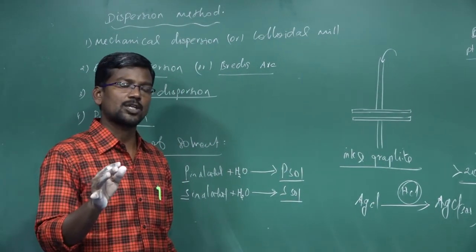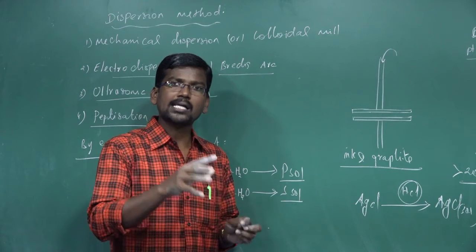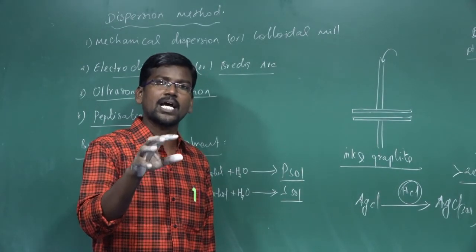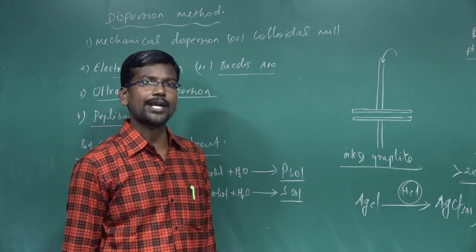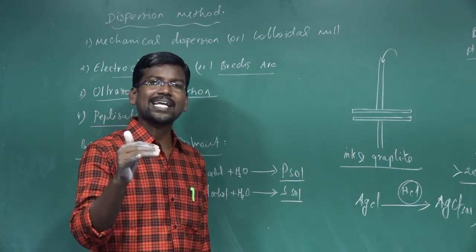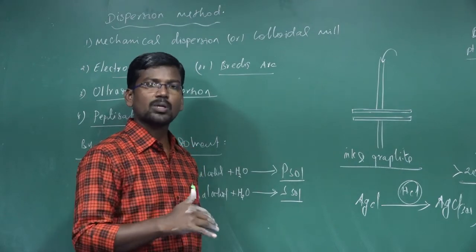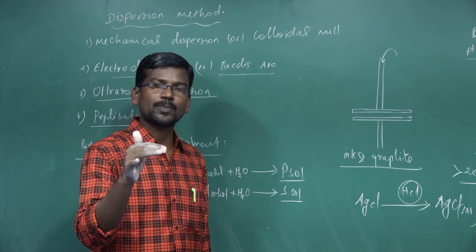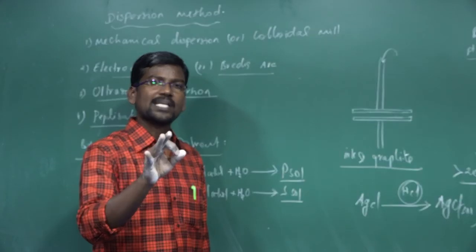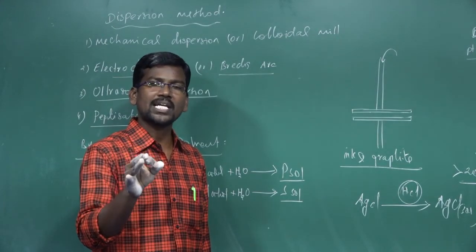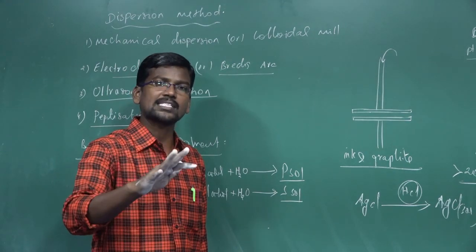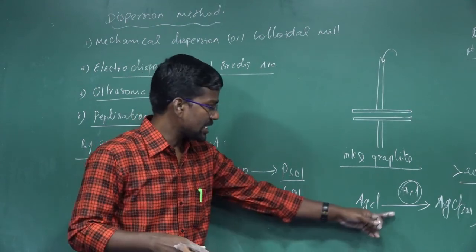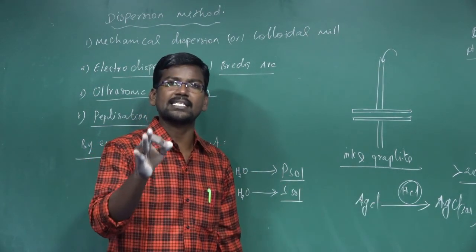The dispersion method is one in which large particles of a suspension are converted into a colloidal solution. First, mechanical dispersion, for example the colloidal mill. Second, the periodic arc method or electrodispersion. Another one is ultrasonic dispersion. The last one, peptization, is by addition of an electrolyte, which breaks down the solid substance into a colloidal solution. The electrolyte is otherwise called a peptizing agent. In this process, hydrochloric acid acts as a peptizing agent.